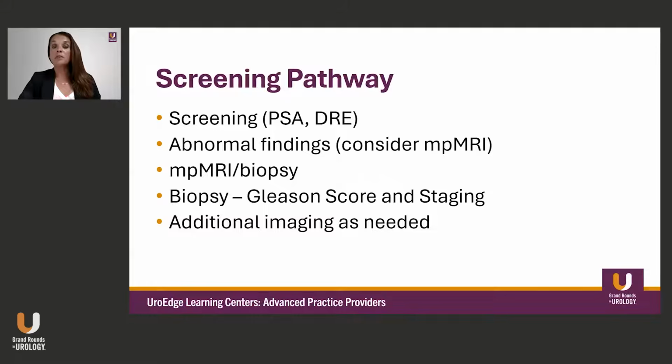So what our screening pathway includes, we start with screening with that PSA and DRE. If we see abnormal findings, we may consider that multiparametric MRI. Then we see either the MRI fusion or biopsy alone. That biopsy will give us tissue, which gives us the Gleason score, and then staging, followed by additional imaging as needed.